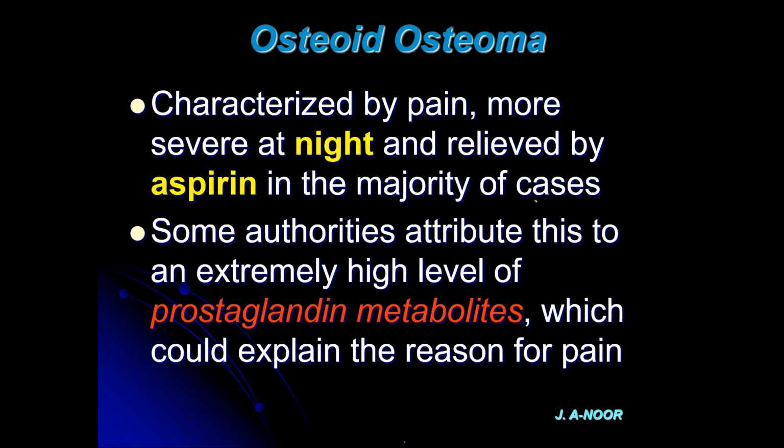It's characterized by pain, which is more severe at night, and relieved by aspirin in the majority of cases. Some authorities attribute this to an extremely high level of prostaglandin metabolites, which could explain the reason for pain. So don't forget, they have pain at night, it wakes them up at night. And if you're asking what causes the pain, you should say it's most likely prostaglandin metabolites, interleukin-6, etc. All of these, tumor necrosis factors, all these together produce pain and pressure and injury to the nerve fibers. What was found is that in the nidus, we have certain nerve filaments that are bothered by the production of these metabolites.